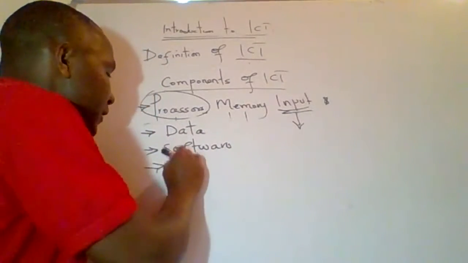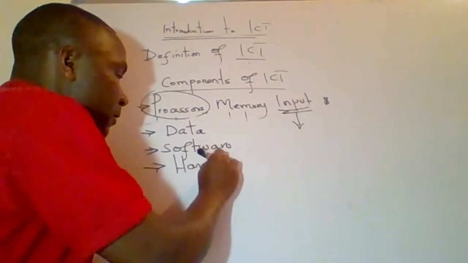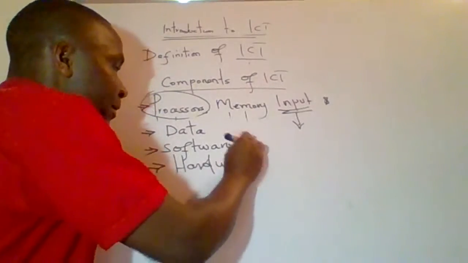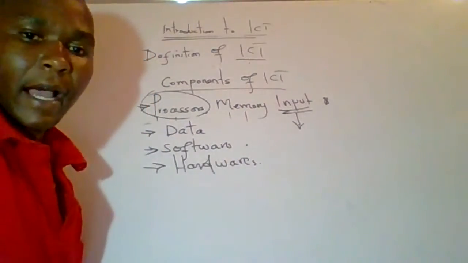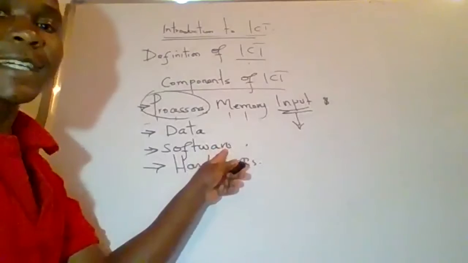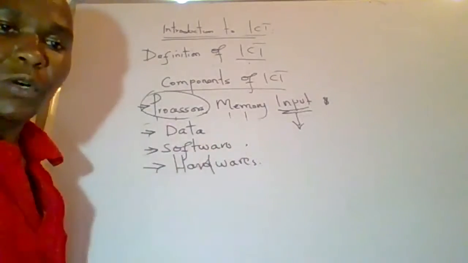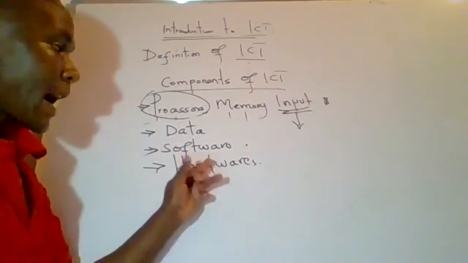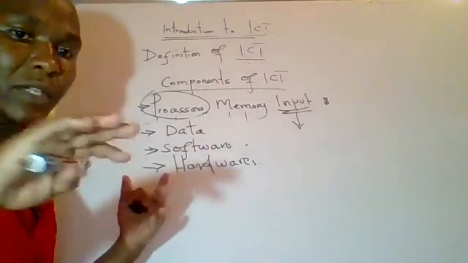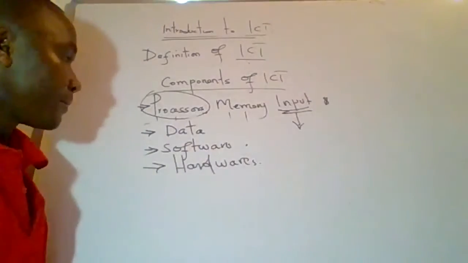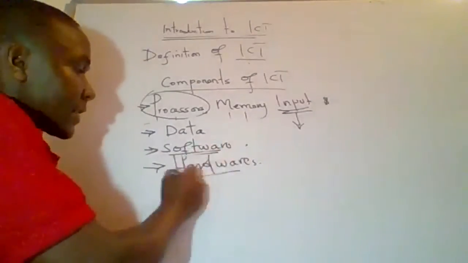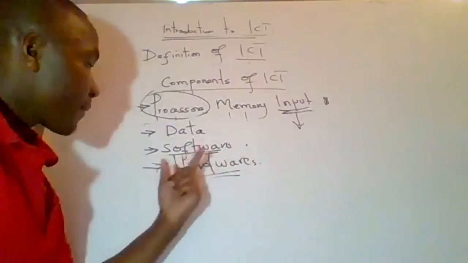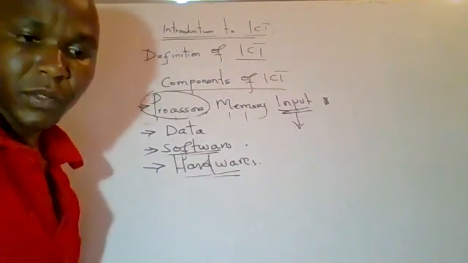And then we have what is called what? Hardware. We have what is called hardware. So software is the intangible part of a computer. Hardware is the tangible part of a computer. So you list the characteristics and features of hardware and software.